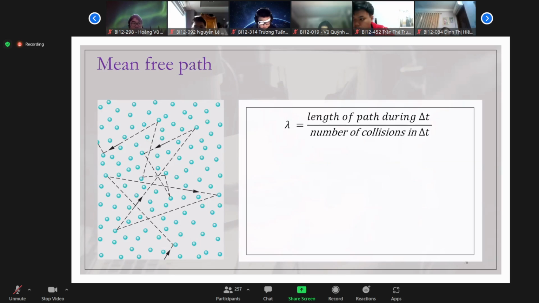The length of path during delta t over the number of collisions in delta t. Here, remember once again, we consider only one molecule. If we rewrite it for one molecule, the length is this one, the number of collisions is this one. We just established the expression. Then we can rewrite it like this. This will be gone and this will be gone.